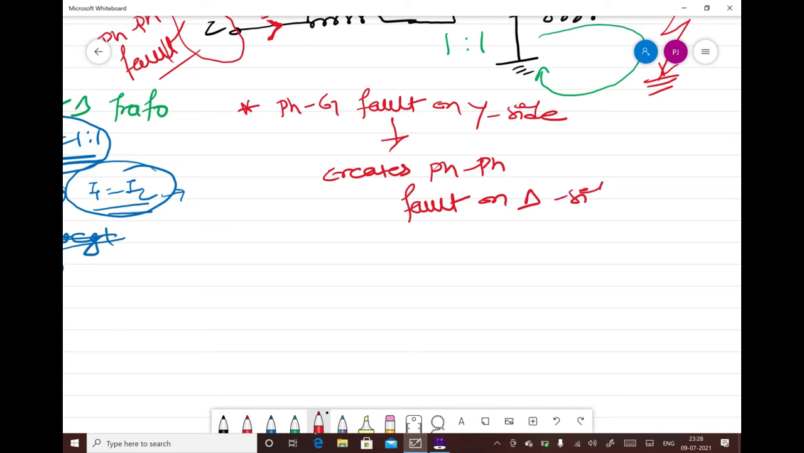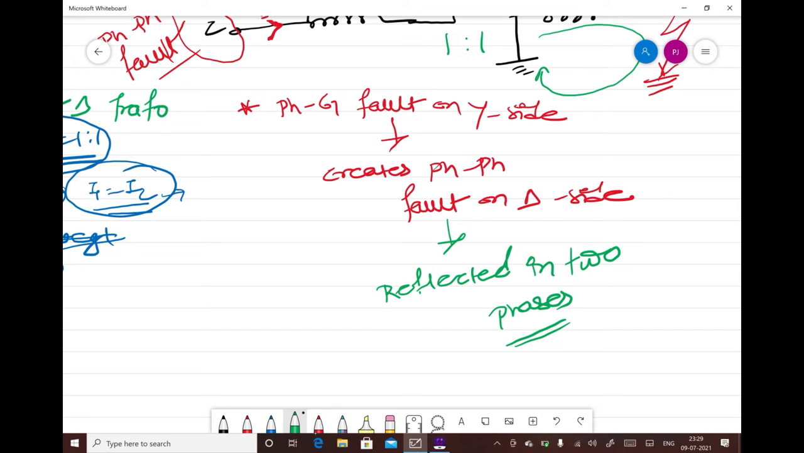Or in simple terms, it is stated that on the delta side, the reflected current due to the phase to ground fault on a star side, the current is now reflected in two windings or two phases. Current is reflected in not two windings but two phases.